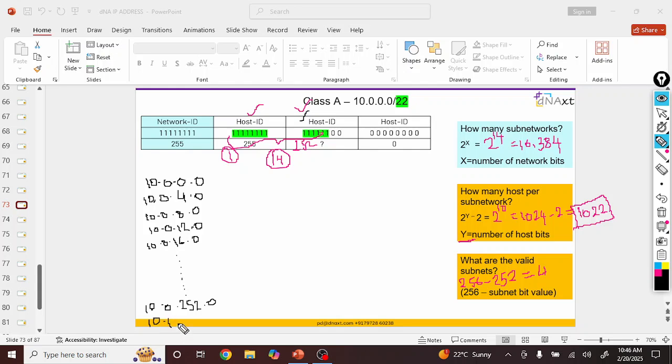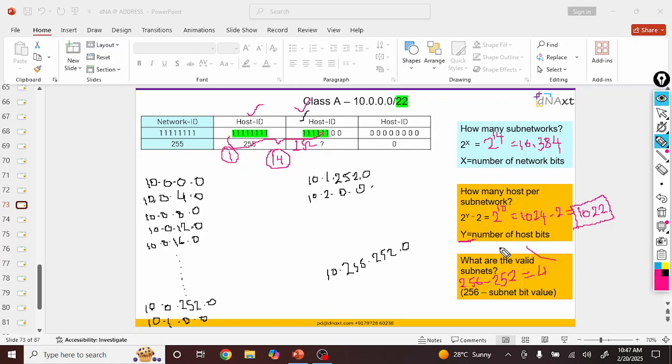So you will do an increment of 1 in the second octet. Again you will start with 10 dot 1 dot 4 dot 0, 10 dot 1 dot 8 dot 0, till you reach 10 dot 1 dot 252 dot 0. Then you will go for 10 dot 2 dot 0 dot 0. This will continue, and the last subnetwork that you are going to get is 10 dot 255 dot 252 dot 0. This is the last subnet.